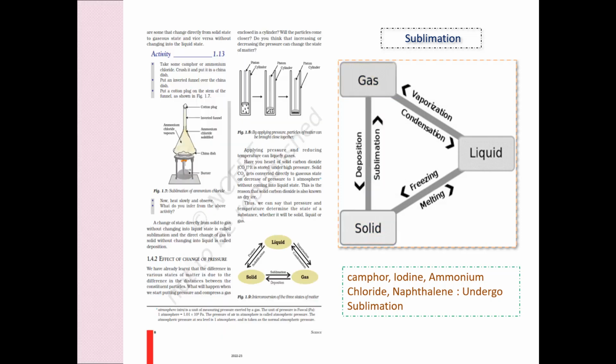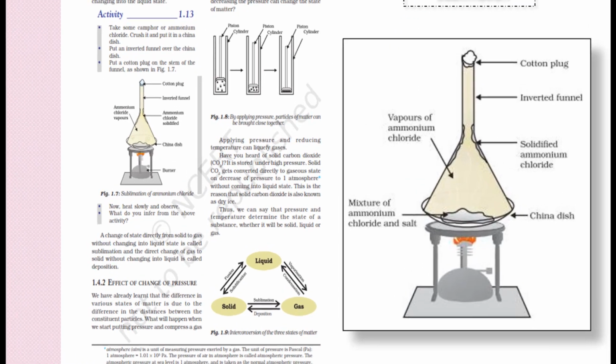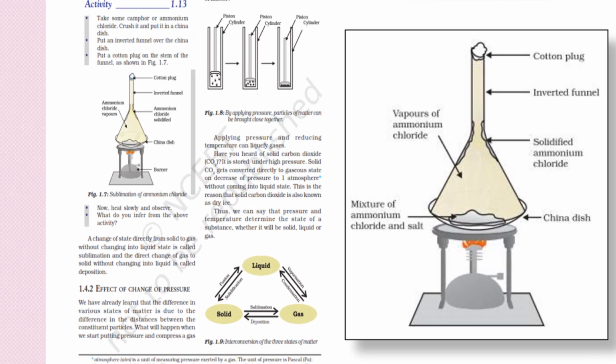Now let's see an interesting experiment. Just now I have discussed that ammonium chloride is such a substance which undergoes sublimation. This experiment can be very well performed in the laboratory. Take a china dish in which you take a mixture of ammonium chloride and salt. You cover it with a funnel, which should be a glass funnel, so that whatever conversion of state is happening inside is easily visible. You heat the ammonium chloride.